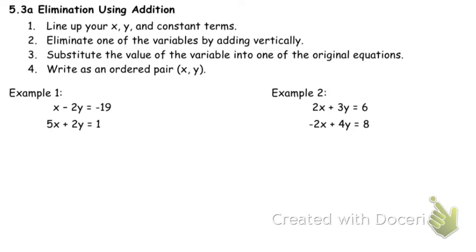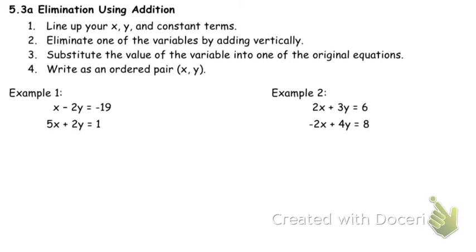Step 3: substitute the value of the variable into one of the original equations. We've been doing this. So step 3 and step 4 are actually the same as substitution. Step 1 and step 2 are different. In substitution, we got a variable by itself and found out x was this or y is this, and we plugged it back in to find the other variable, right? We're going to do the same thing here, but how we get the first variable changes.